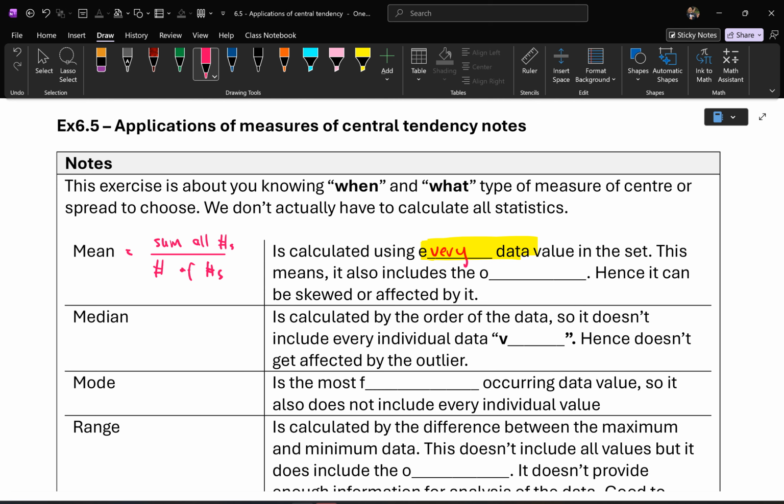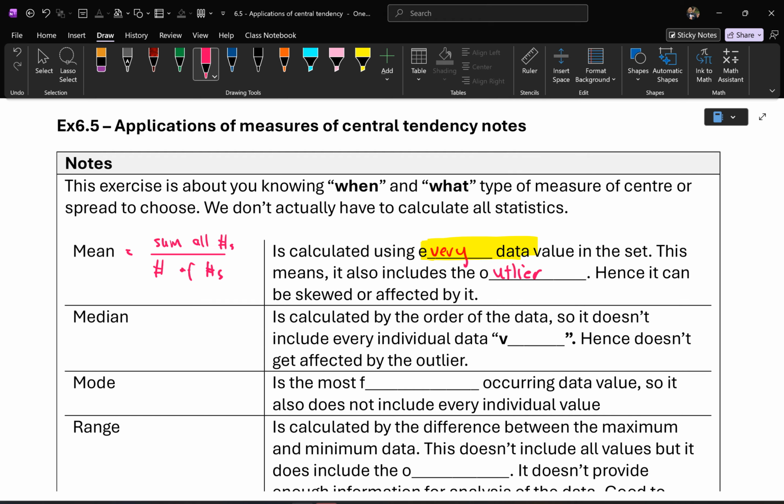Now, one of the key things is when you calculate the mean, it has to add every number. So that means if you have an outlier, you have someone that has an extreme data, it affects your mean because it's part of your calculation. So every data gets added. This means it also includes the, and fill this in, outlier. This is one of the reasons why an outlier is bad for the mean.